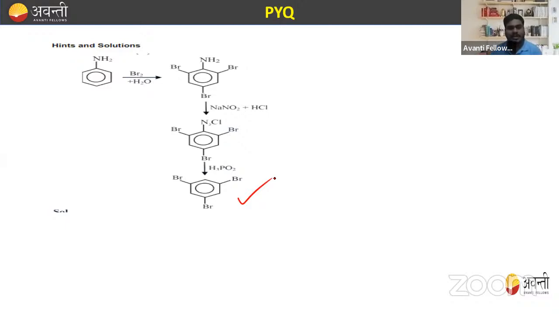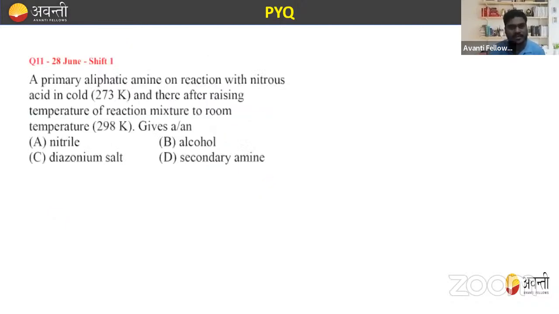This one. So this is the correct answer for this question, right? This is also a very simple question, I guess. Now, the next question is a primary aliphatic amine, right? A primary aliphatic amine on reaction with nitrous acid.